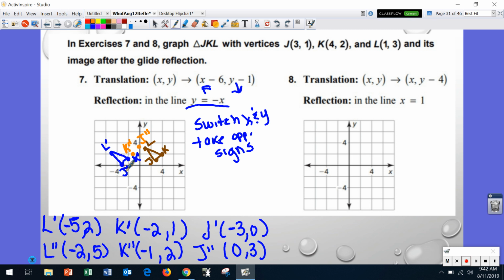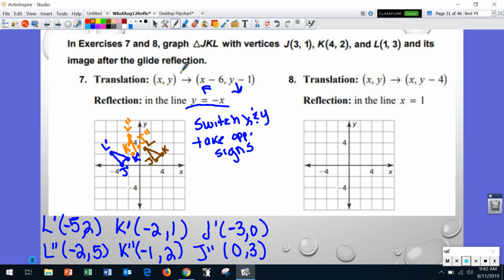So you have to understand your information. That's how I was able to pick it up. That point didn't belong down there. It belonged somewhere up here to keep the shape the same. So now that's -2 and 5, and that's called error analysis, what we just did. And that's L double prime.